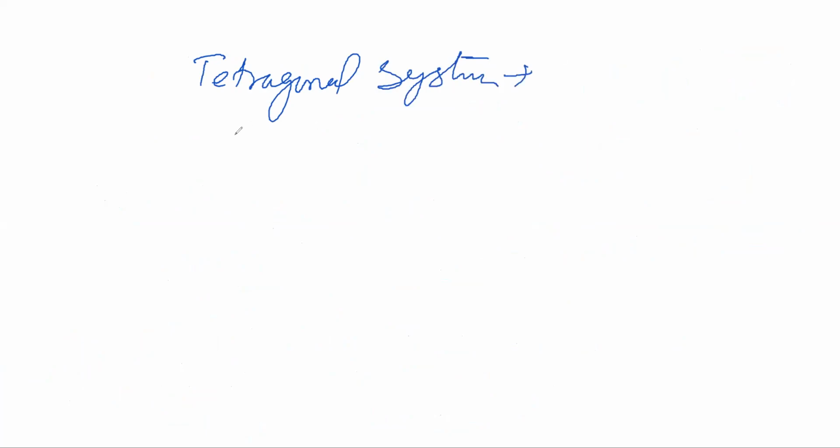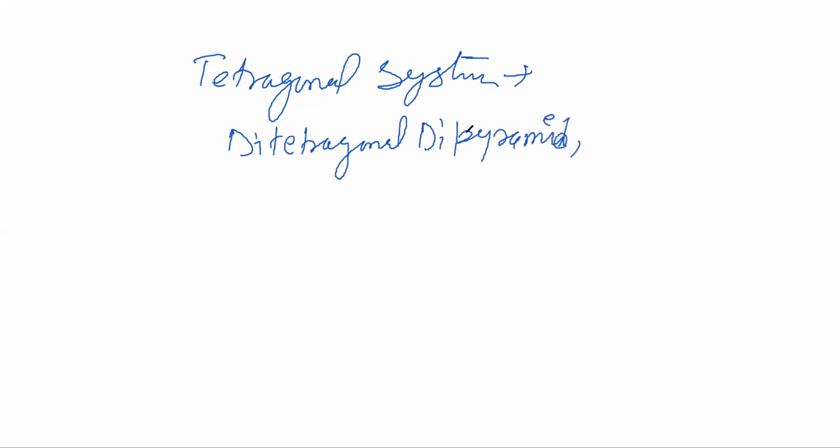So HM symbol. Let's see the normal class of the tetragonal system. We'll calculate for that as well. Tetragonal system, which is known as ditetragonal dipyramid, which is also known as ditetragonal dipyramidal class or normal class or the holohedral class of the tetragonal crystal system. Is it clear?